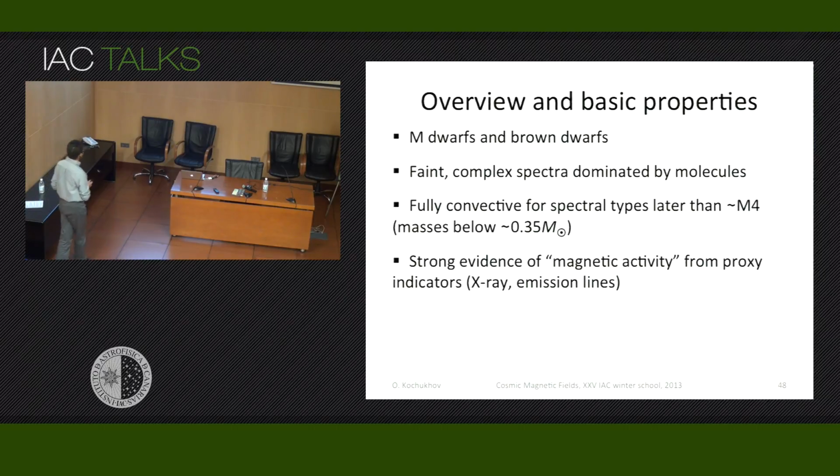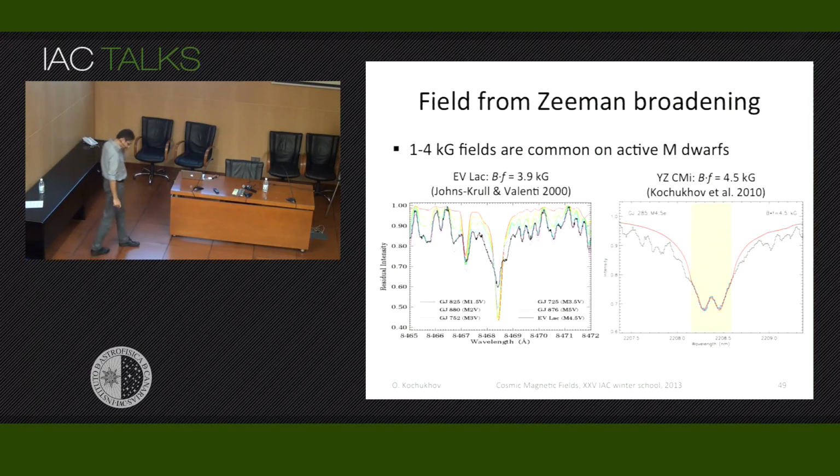And similar to solar type stars, these stars also show proxy indicators of the presence of the field, again, X-ray emission, chromospheric line emission, and so on. It's only around the middle of the 90s that the first direct evidence of the presence of a magnetic field in active M dwarf stars appeared. You see one example here, I think a conference proceedings paper with a nice plot, but the actual discovery was published in 96, I think, for EV Lac, which is a well-known red dwarf active star.